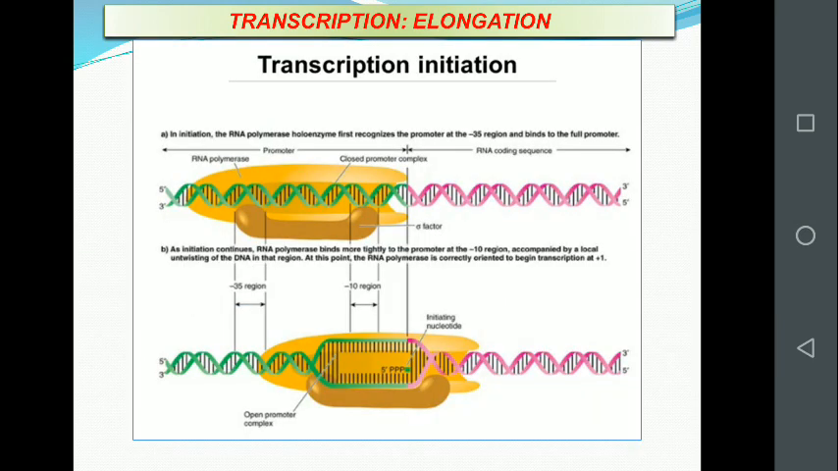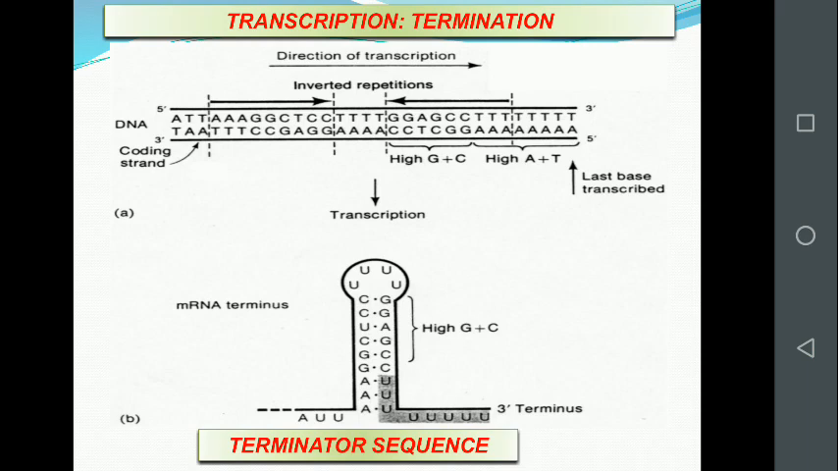And the last stage is termination. In termination, we have to know what sequences are present in the terminator region, like that of the promoter region. In the terminator region we have a terminator sequence which is an inverted repeat.